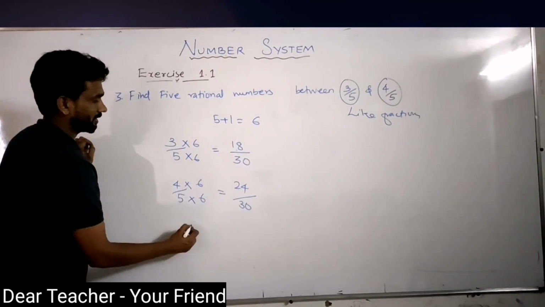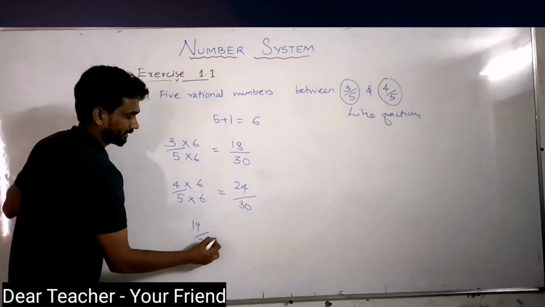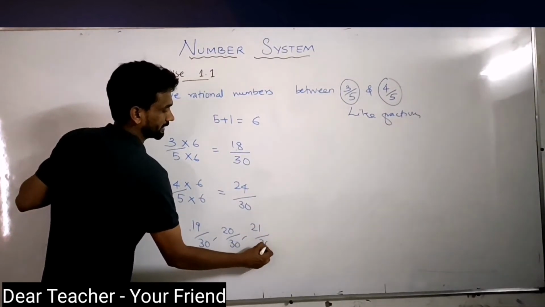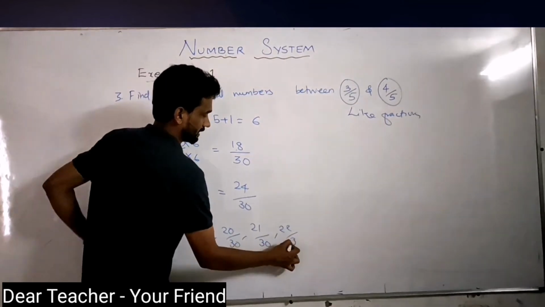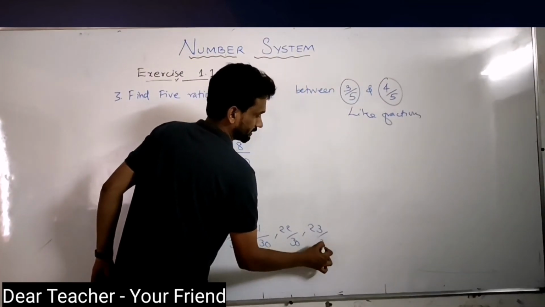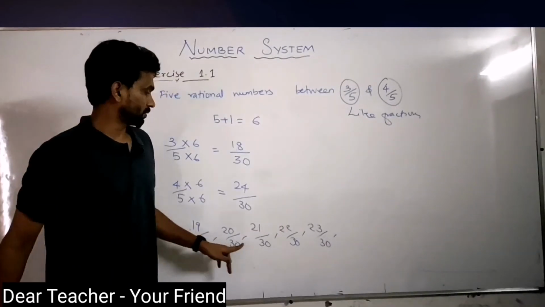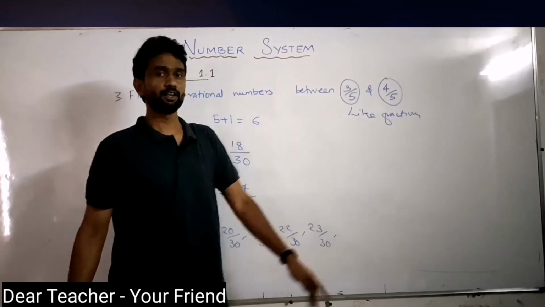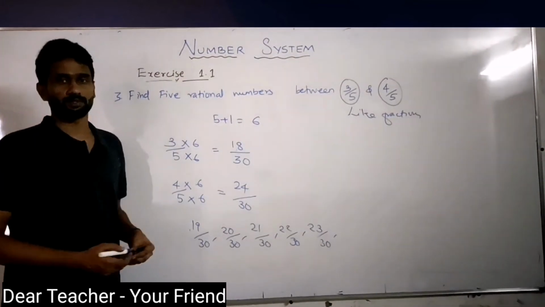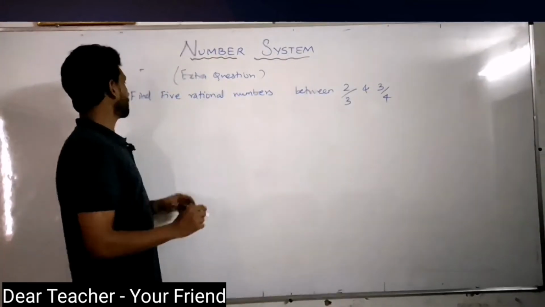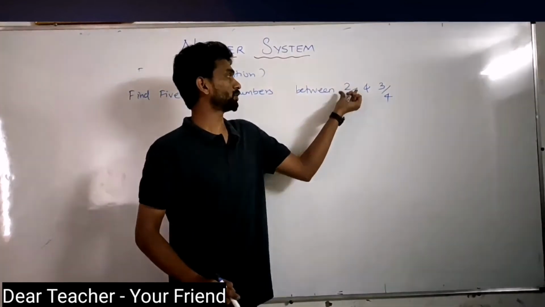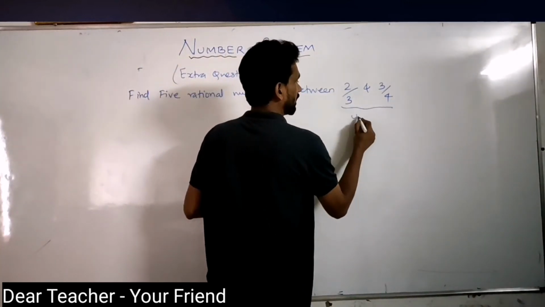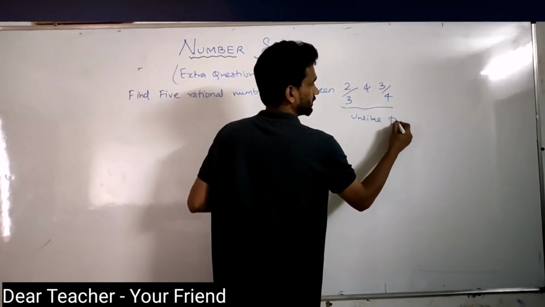Now we know in between that we have 19 by 30, 20 by 30, 21 by 30, 22 by 30, 23 by 30. Okay, 1, 2, 3, 4, 5. 5 rational numbers in between 3 by 5 and 4 by 5. This is the process. Here we can solve one extra question. Find 5 rational numbers between 2 by 3 and 3 by 4. This is unlike fractions.